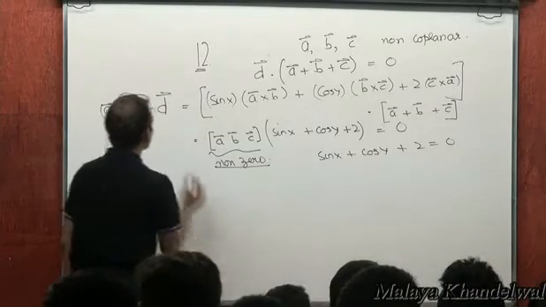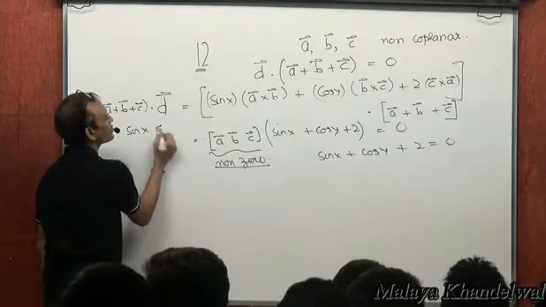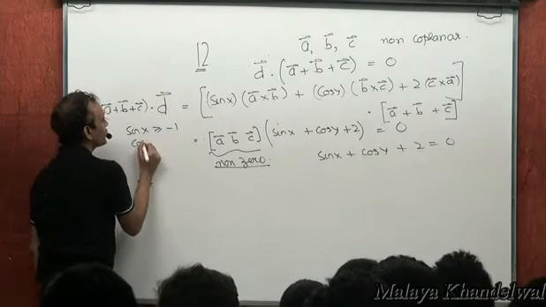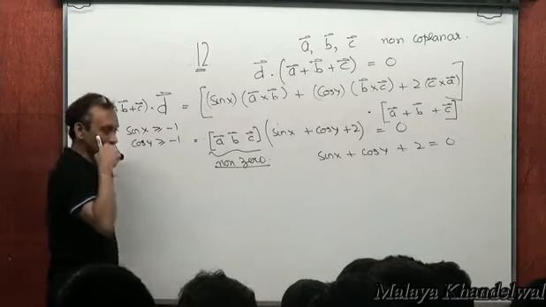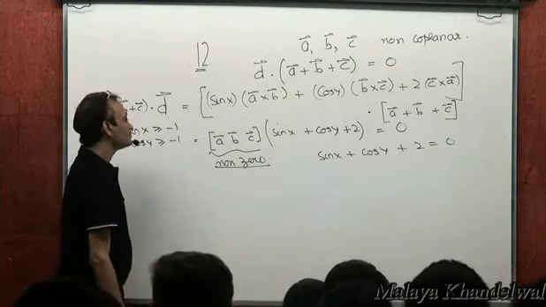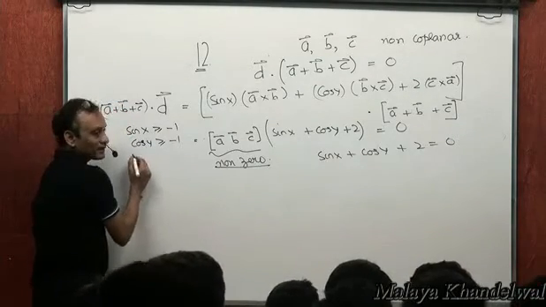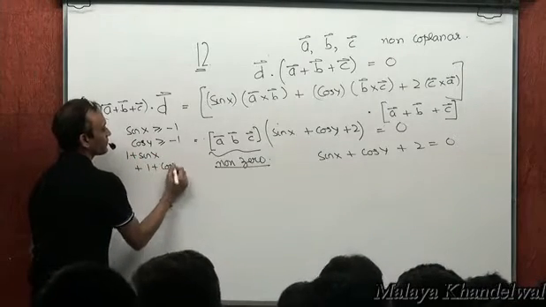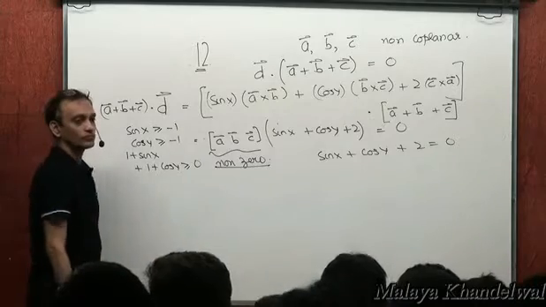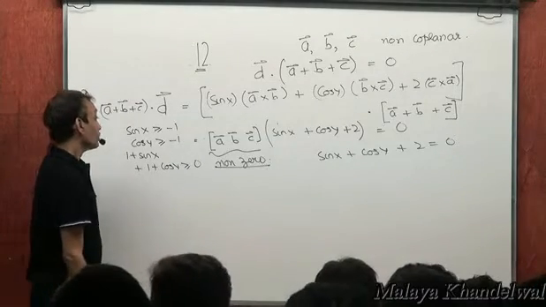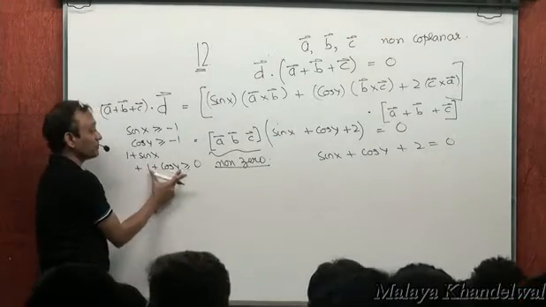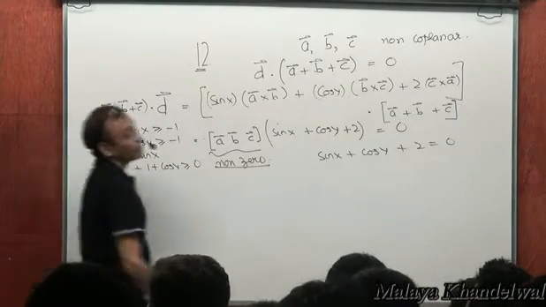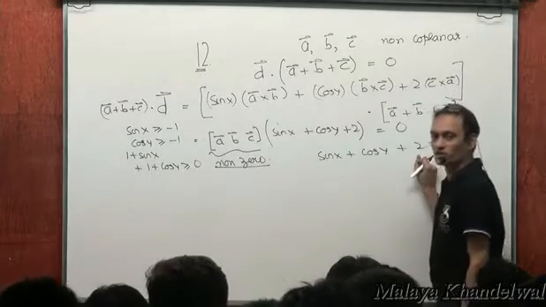But we know that sin x is always greater than or equal to minus 1. Cos y is also greater than or equal to minus 1. That means 1 plus sin x plus 1 plus cos y is always greater than or equal to 0. 1 plus sin x is never negative. 1 plus cos y is never negative. The sum is always greater than or equal to 0.